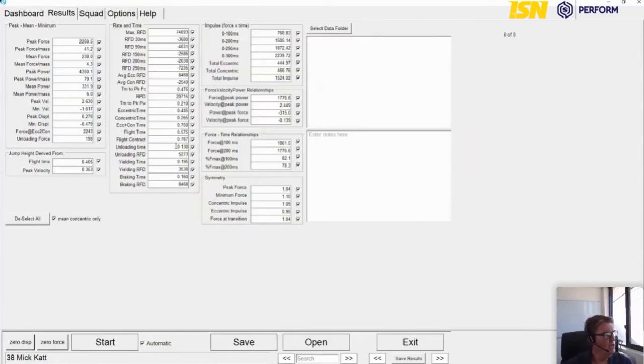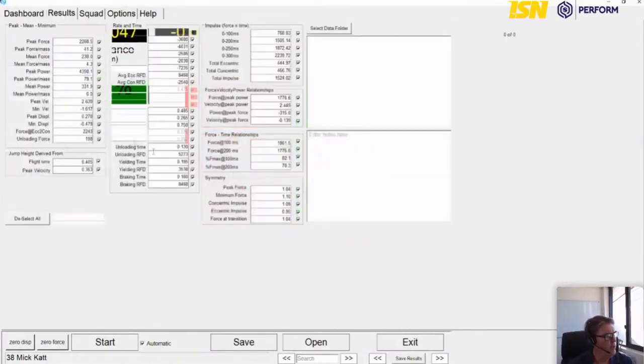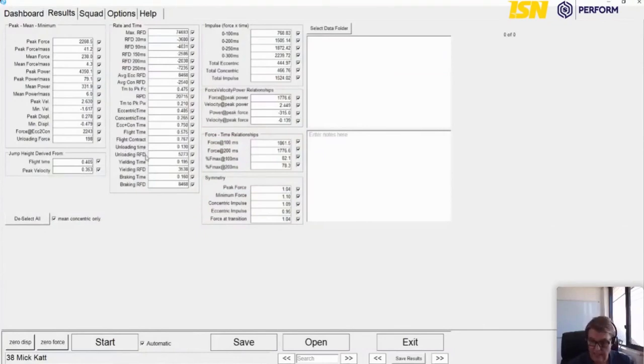And so we can see here, if we have a look at the eccentric phase from here through to here, this phase can be broken down into various components: the unloading time, so the unweighting, then the yielding time, where they're still descending but slowing the rate of descent of the centre of gravity, and then the braking time, where they're slowing themselves and reversing, coming back to zero velocity and to a stop at the changeover from eccentric to concentric.